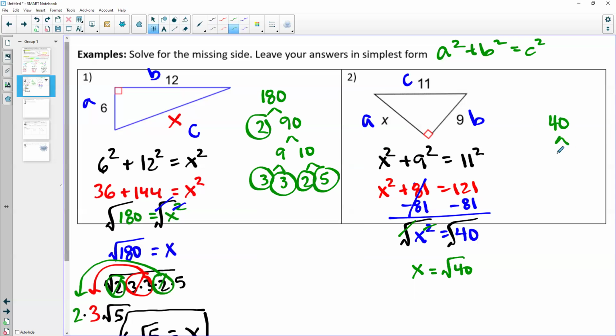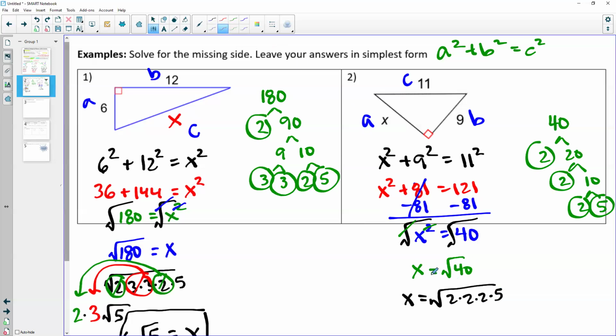So 40 can be broken down into, well, 2 times 20, 2 is prime. 20 can be broken down into 2 times 10. 10 can be broken down into 2 times 5. And that represents the end of my branches when simplifying here. So that square root of 40 is going to be replaced with, instead of 40, we're looking at 2 times 2 times 2 times 5.